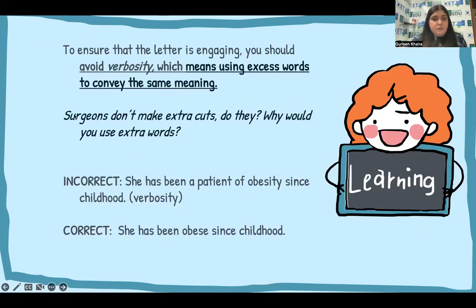All right, let's come to the first one, verbosity, which we were discussing. To ensure that the letter is engaging, you should avoid verbosity, which means using excess words to convey the same meaning. Now, I want you to look at these two sentences in the screen. The first one, she has been a patient of obesity since childhood. And then compare the second sentence, she has been obese since childhood.